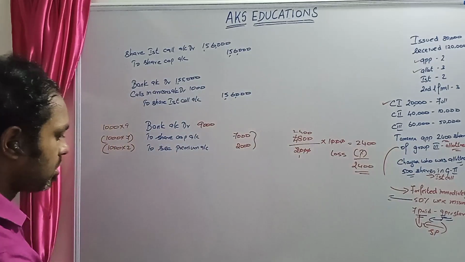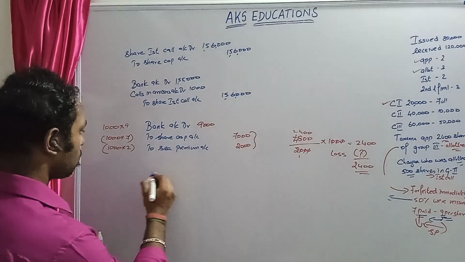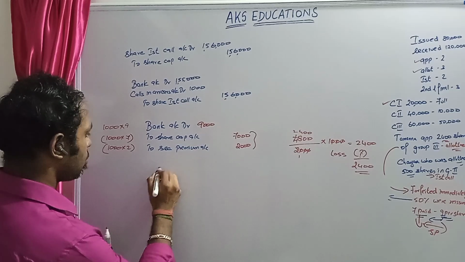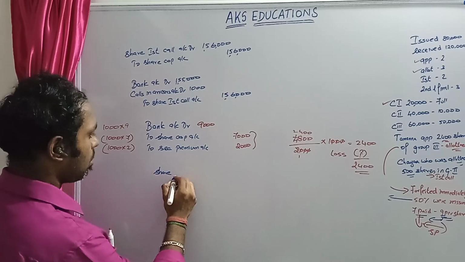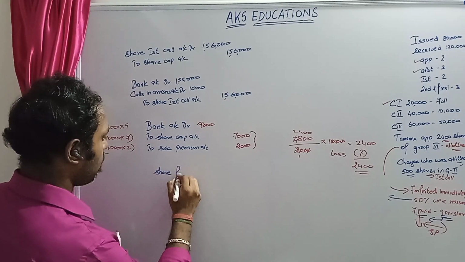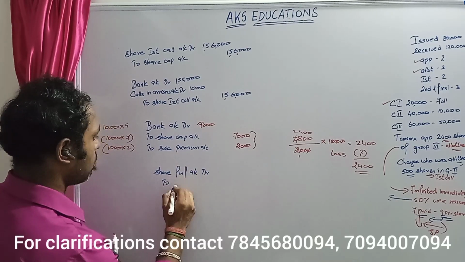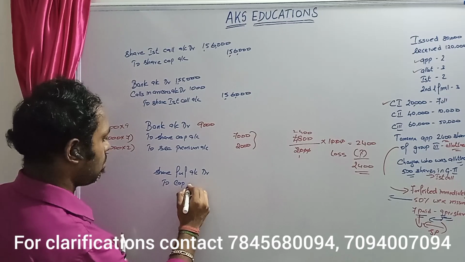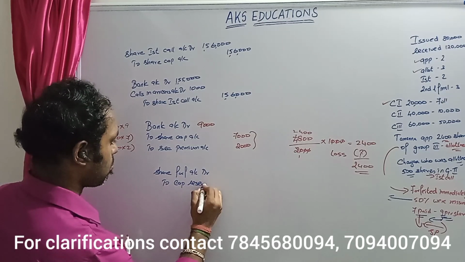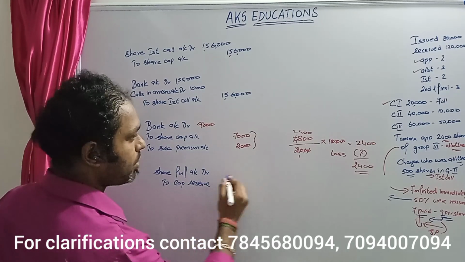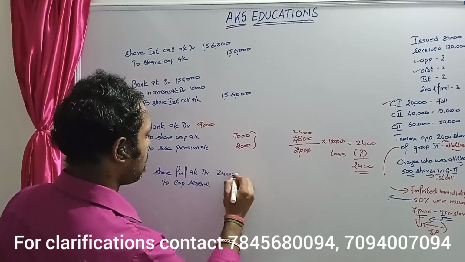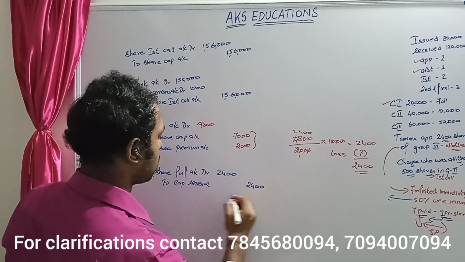Next is share forfeiture account debit to capital reserve. How much is it? It is 2400 and 2400.